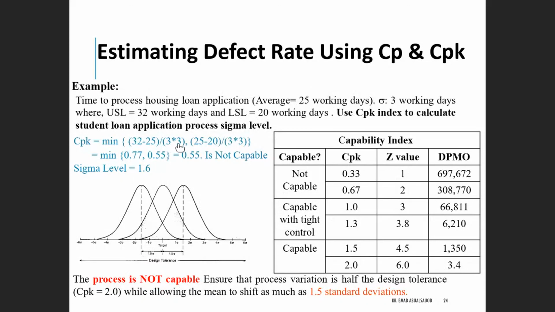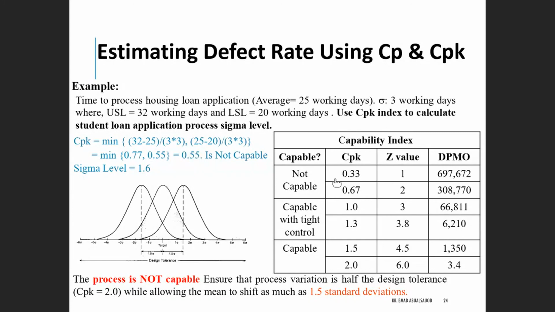So the catch here is that the standard deviation is equal to 3, and it has to be multiplied with the constant 3. For the lower specification, I will subtract the lower specification from the average first, divided by 3 times the standard deviation again. The value we have for the CPU is 0.7, the lower is 0.5. The CPK is selecting the minimum among those two, so 0.55 will be the CPK value.